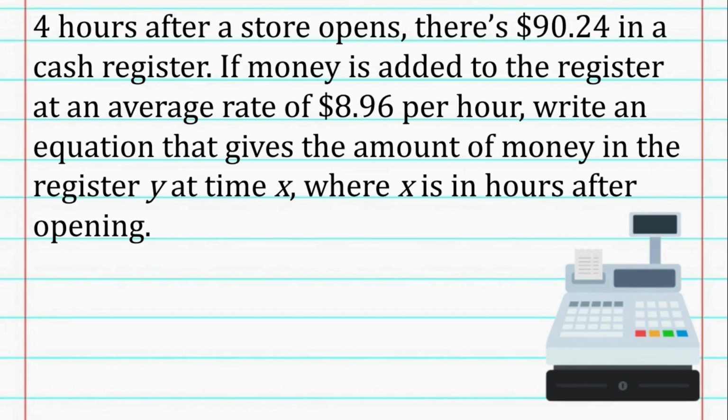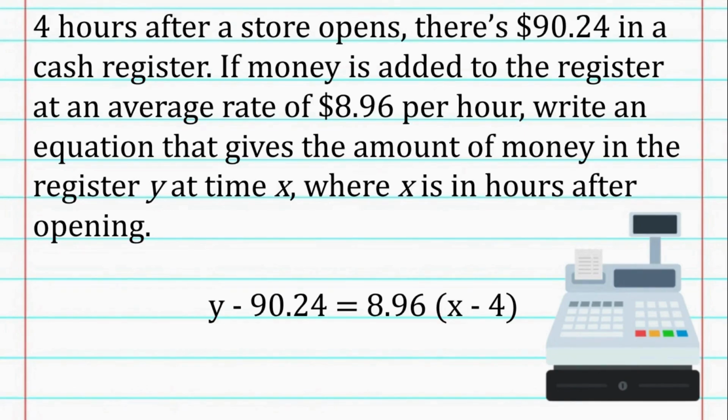Okay, I'll assume we're ready to continue. The correct answer is y minus 90.24 is equal to 8.96 times quantity x minus 4. Let's break this down. We see there's an average rate of $8.96 added per hour. That gives us our value for m. Then we notice that 4 hours after the store opens, there's this much money. That constitutes an x and a y value, since x is in hours and y is in dollars at that hour.